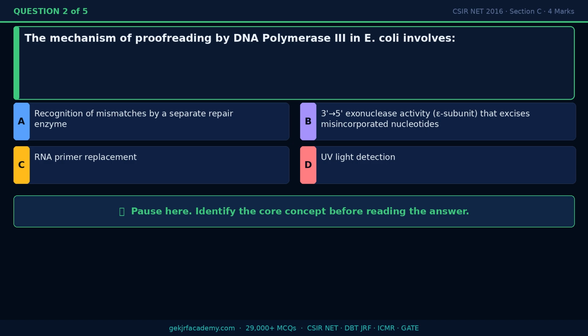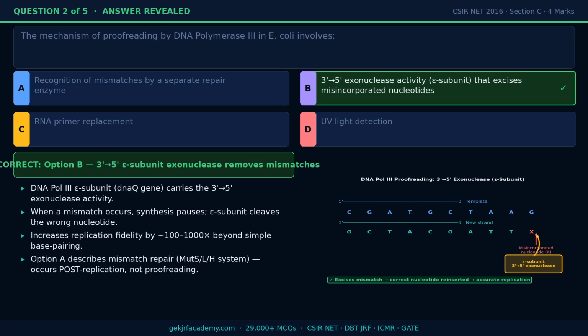Pause here. Proofreading is a co-replicative process, not a post-replicative one. Think about what structural component of the polymerase itself would allow it to detect and remove a wrong nucleotide the instant it is incorporated. The correct answer is option B. 3' to 5' exonuclease activity of the epsilon subunit.